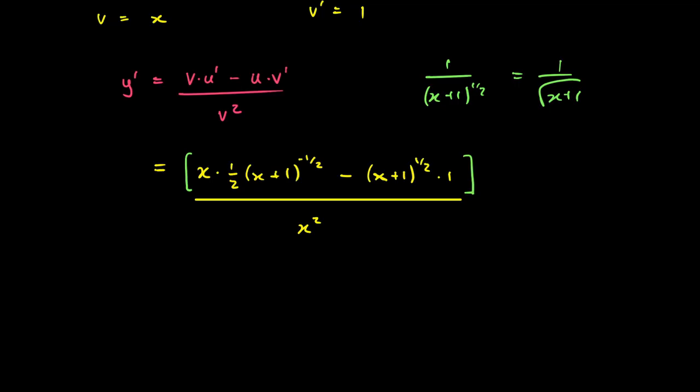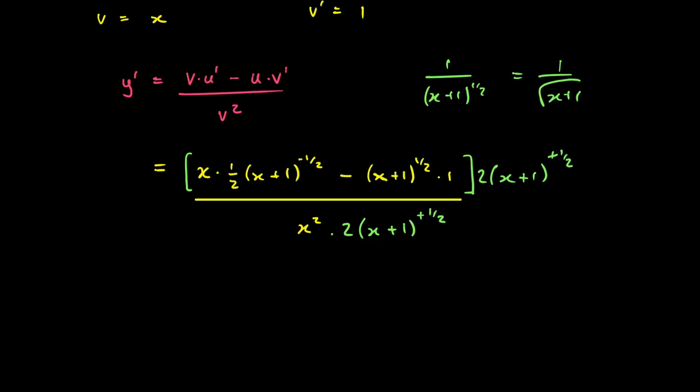So how can I get rid of those fractions? Well, I just have to multiply through by x plus 1 to the power of positive a half. Because if I multiply by x plus 1 to the power of positive half, then this term here is going to disappear. It's going to cancel out. So we got rid of this fractional term. And to get rid of the half, I can multiply by 2. So if I do that on the top, I also need to do that on the bottom in order to maintain an equivalent fraction.